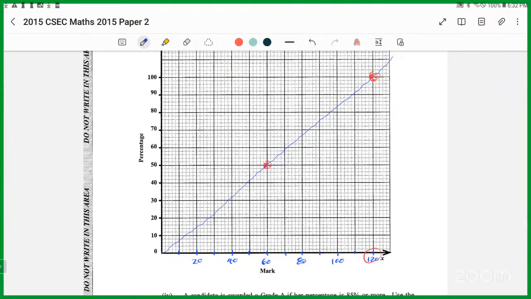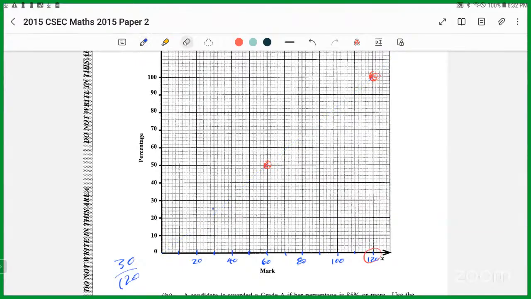Something like that. Alright. So I'll work out some other ones. Like 30 marks will be 25%, right? Half as much. So 30 marks will be 30 over 120, which is 25%. So maybe around here. This is 20 and this is 30, so 25 will be around here. So we should be passing through that point.